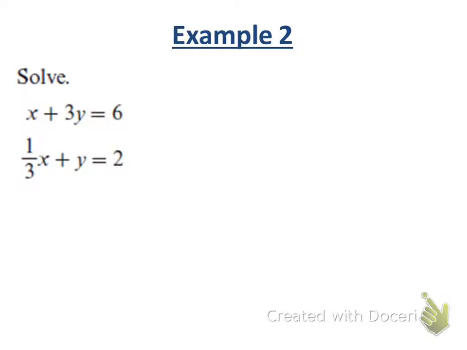What about this one? What's the slope of the first line? Negative 1. The opposite of 1 over 3, right? What's the slope of the second line?